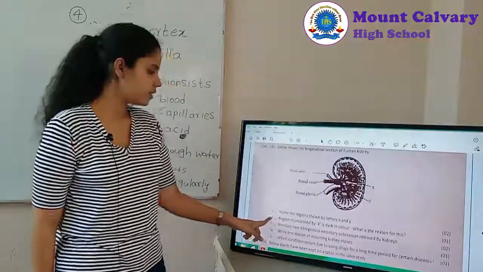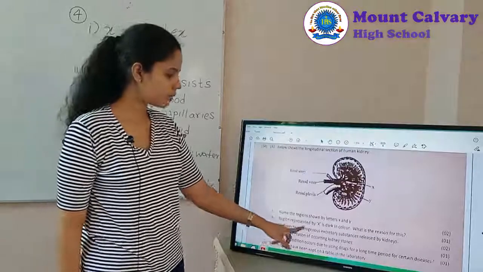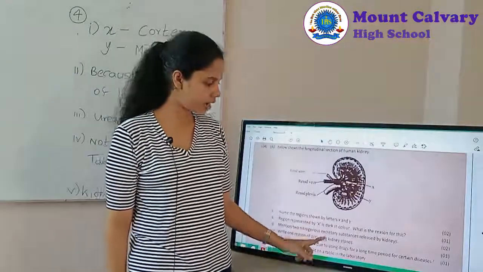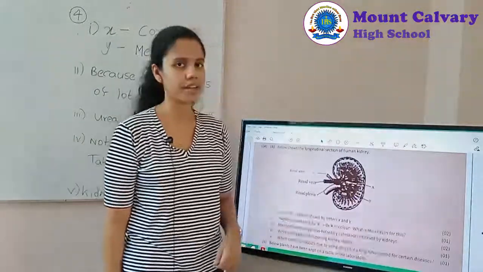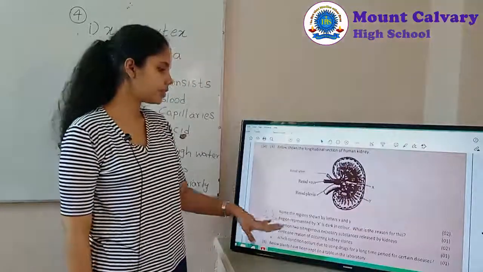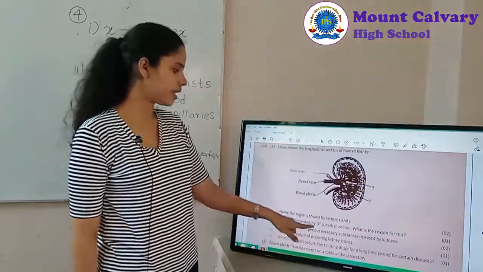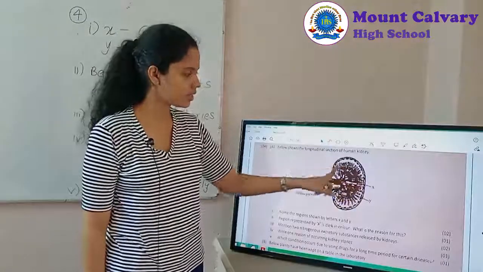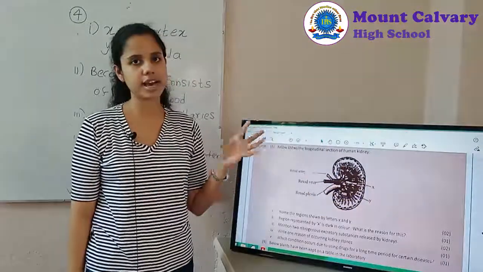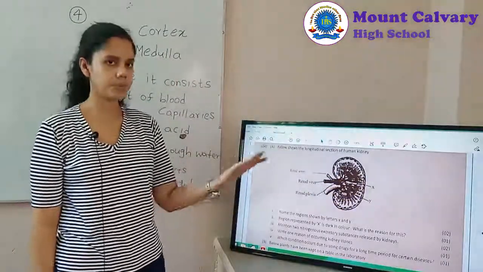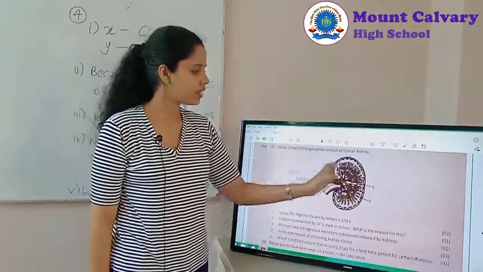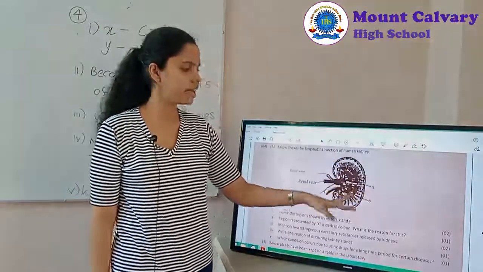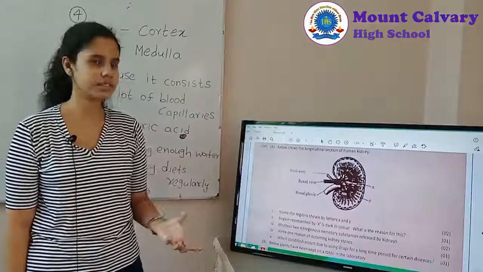Medulla. Second question. Region represented by X is dark in color. What is the reason for that? Now I already told you the region represented by X. Here the outer section, if you take a colored diagram, you can observe it in your book also. In the cross section, the outer part is somewhat dark in color, right? What is the reason for that?